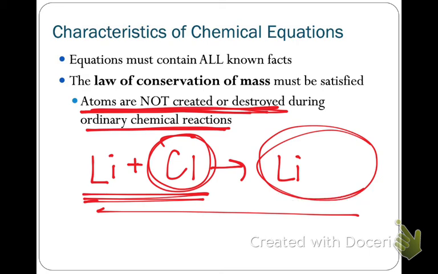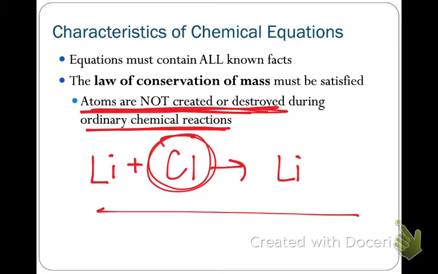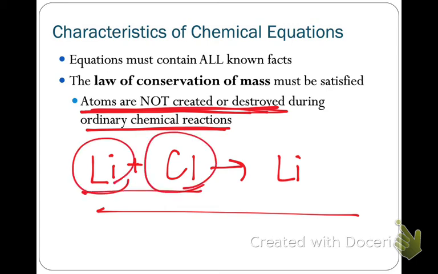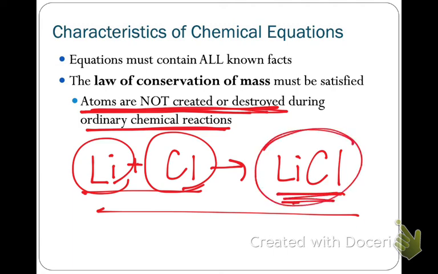The thing that will be different is that they will not be exactly the same as they were on the reactant side. Lithium is by itself as a reactant, chlorine is by itself, but when they form something new, now they are bonded together, so that's a whole new compound. Between the reactant side and the product side, we will see these atoms change places.